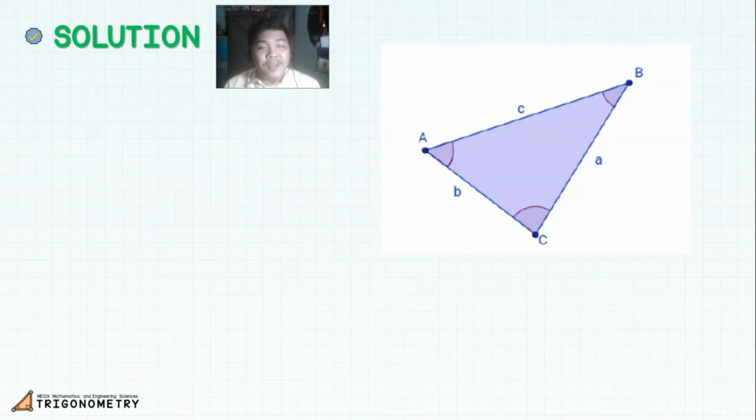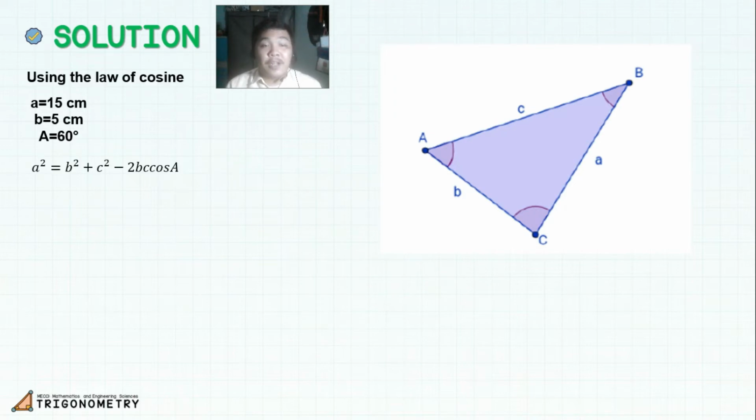Okay, so the first thing that we have to do in attacking this problem is writing all the givens. We have side A, which is equal to 15 centimeters, B is equal to 5 centimeters, and the angle A, which is 60 degrees. We can use the law of cosines here. Using the first equation of the law of cosines, where A squared is equal to B squared plus C squared minus 2BC cosine of A, we can find the length of side C.